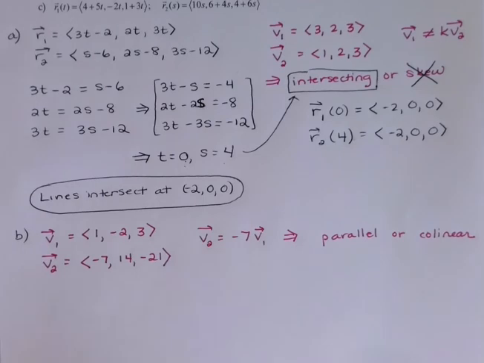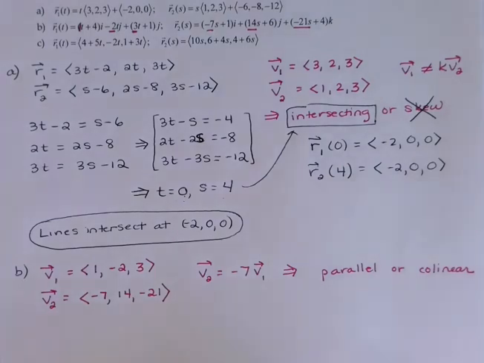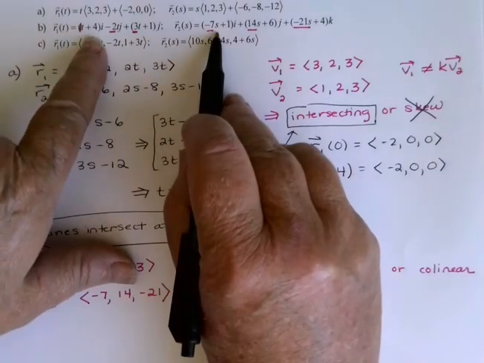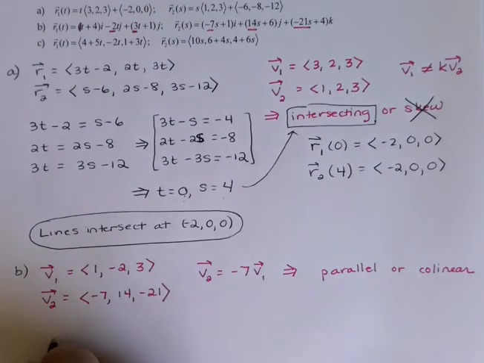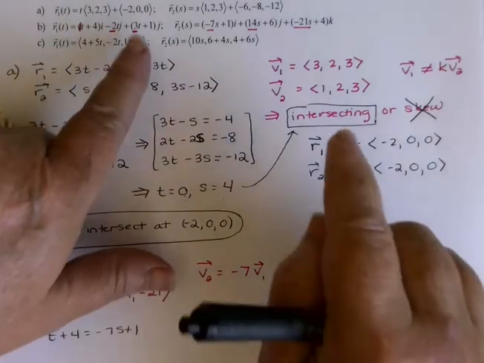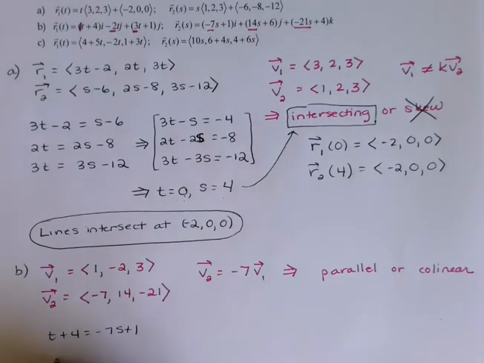At this point, just like I did up here, I'm going to try to find an intersection point. If I find one, they'll be collinear. If I can't find one, they'll be parallel. So let's try and find an intersection point to decide whether parallel or collinear. To do that again, I'm going to set the x's equal to one another. So I'd have t plus 4 equals -7s plus 1. And same for the y's. 3t plus 1 equals 14s plus 6.